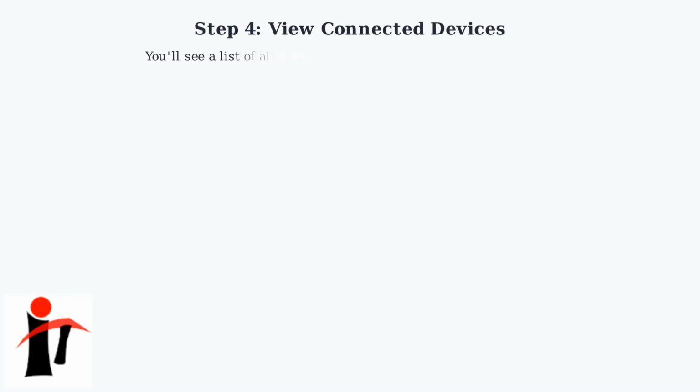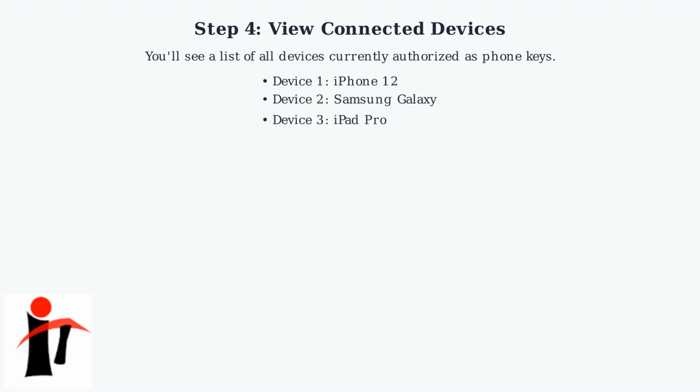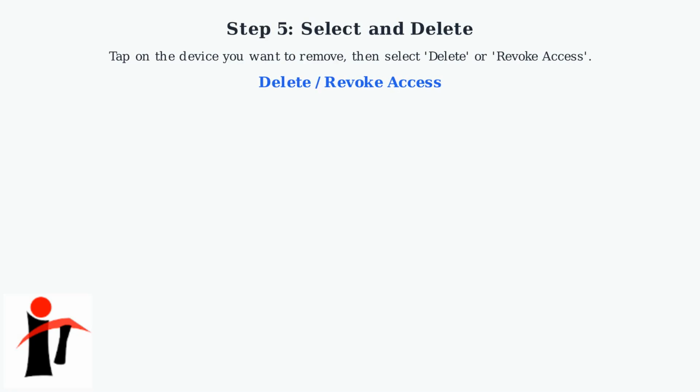The phone key screen displays a list of all devices that are currently connected and authorized to access your vehicle. Choose the specific device from the list that you want to remove. Tap on it to open the options, then select Delete or Revoke Access to initiate the removal process.